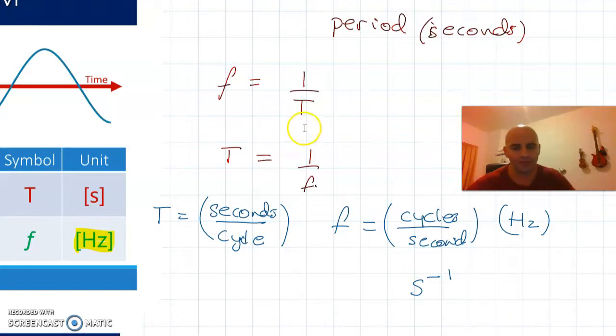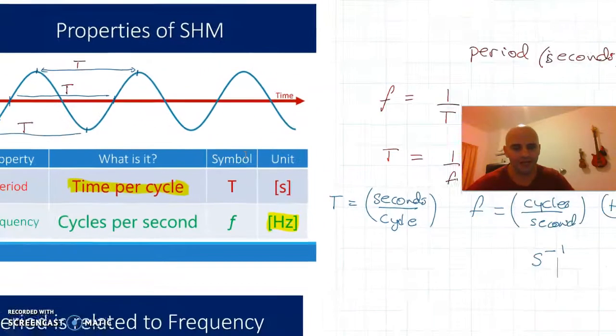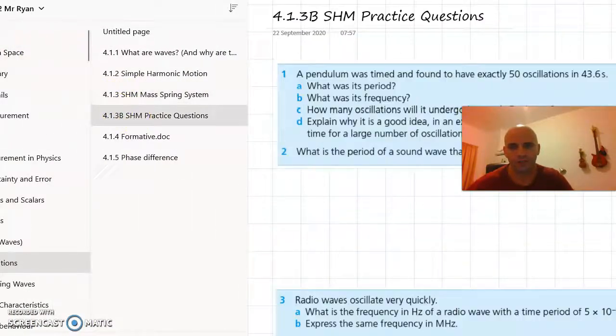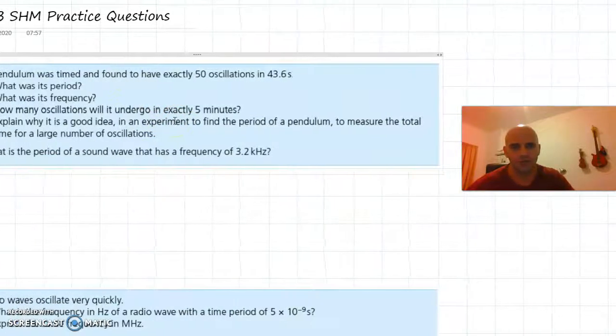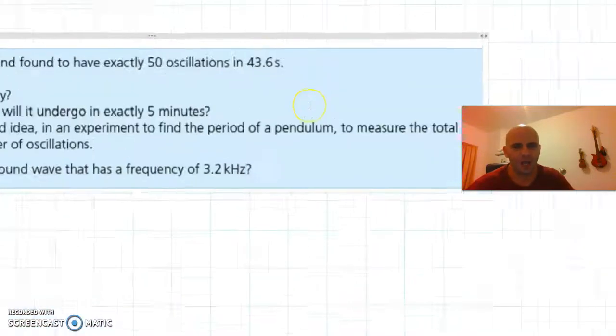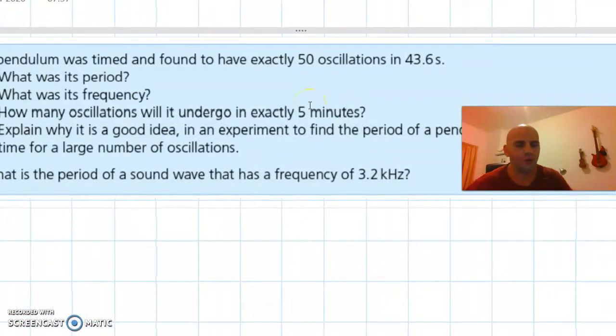So you'll have some calculations to do based on that on your practice sheet. We've got 50 oscillations in so many seconds. If you've got 50 oscillations in 43.6 seconds, what would be the total time for one oscillation? You have to divide that time by 50 to get the period. Once you've got the period, then you can work out the frequency from 1 over the period. So that's the next thing for you guys to do.